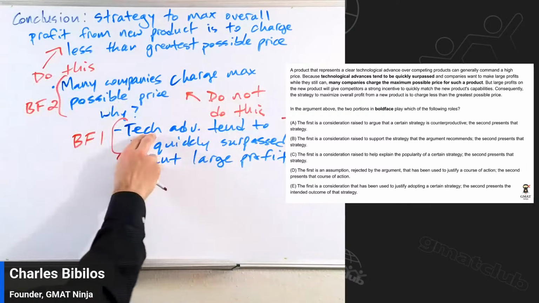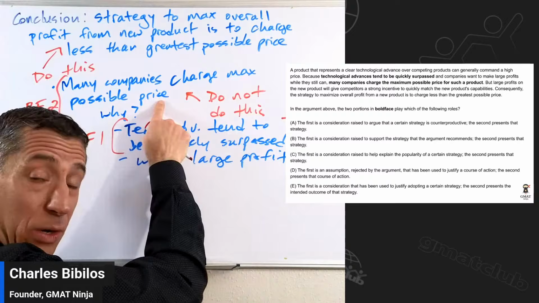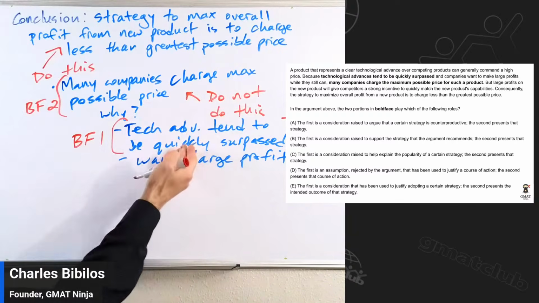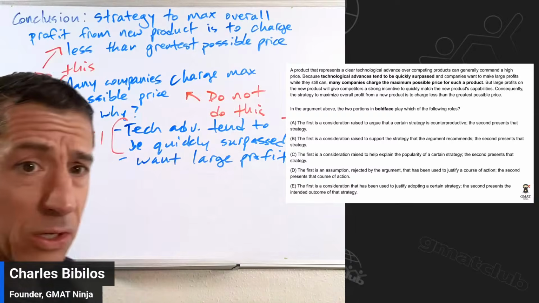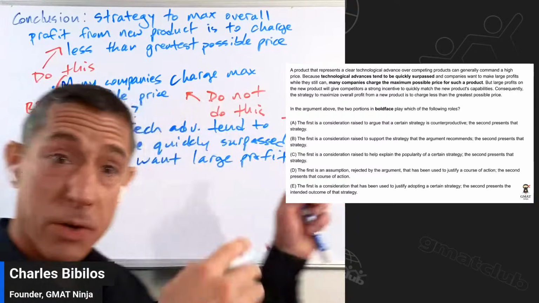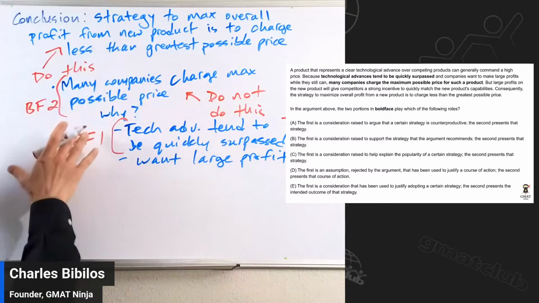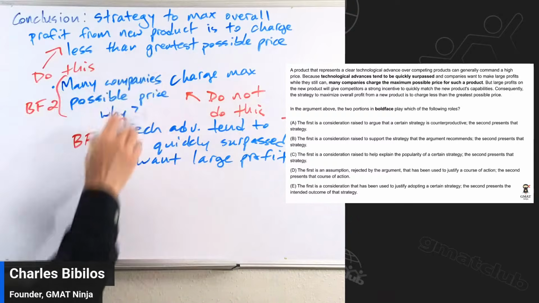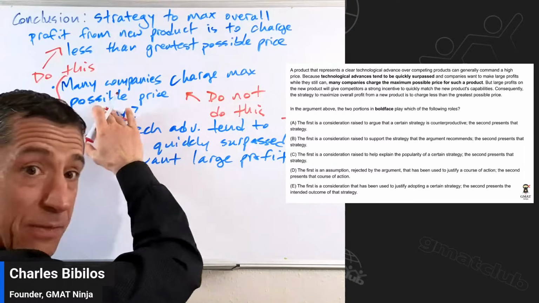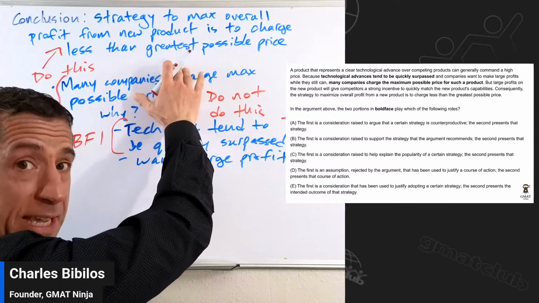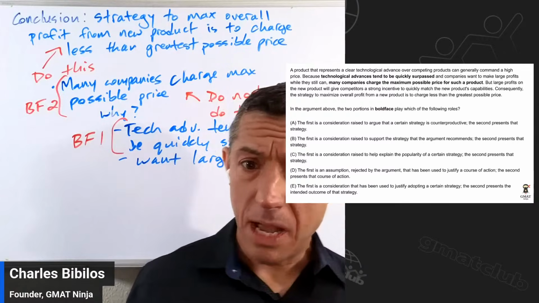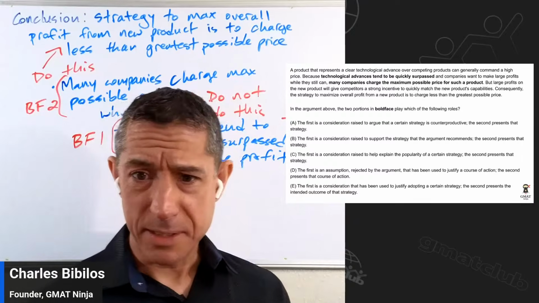So essentially, this is supporting the behavior you see here, right? So many companies charge the maximum possible price. Why do they do that? Well, it's because technological advances tend to be quickly surpassed and they want large profits. Okay, so now we see the overall structure of the argument. Conclusion, something the conclusion is sort of saying is not what you want to do. Here's the justification for this behavior. The argument also includes justification for the conclusion, but again, that part's not in bold. Okay, so now what? Let's look at the answer choices.